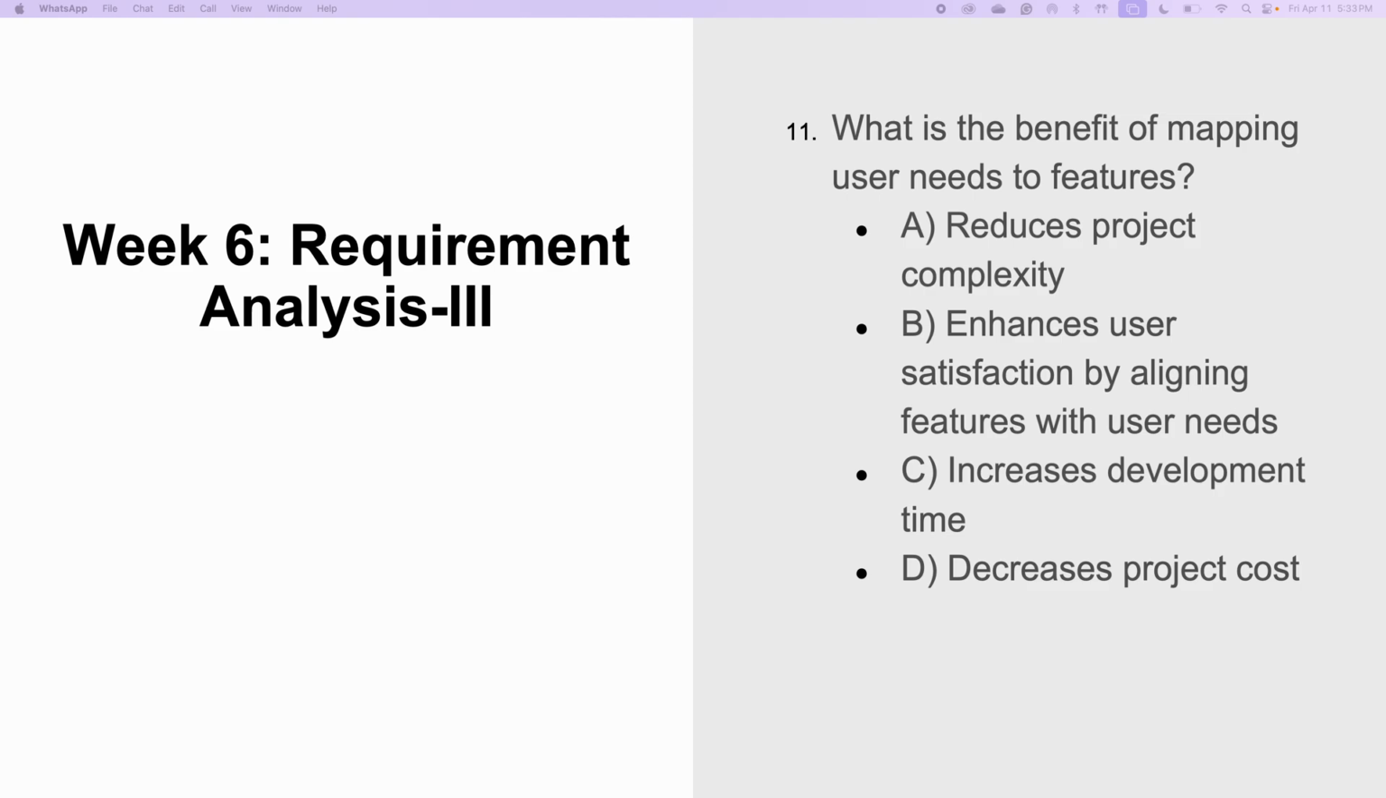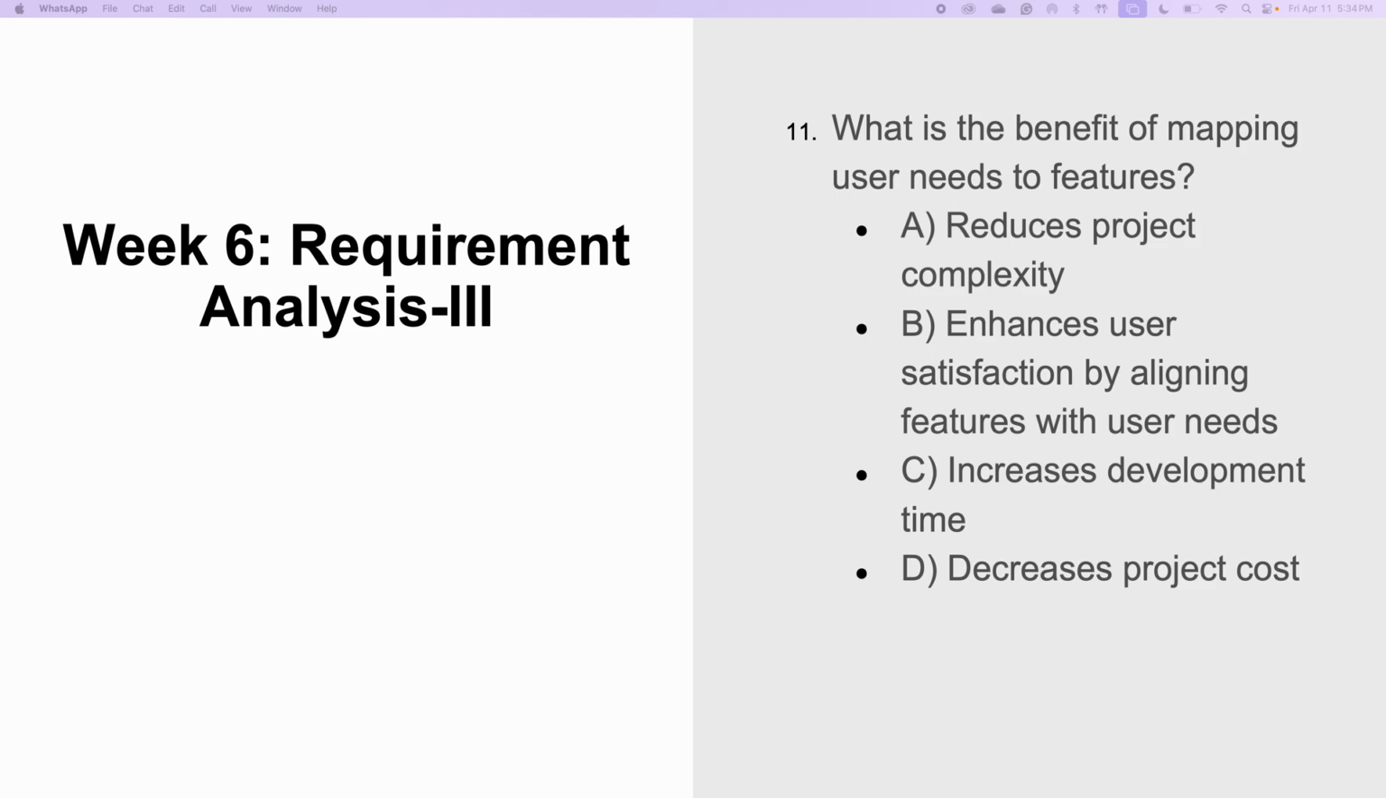Option A, reduce project complexity; B, enhance user satisfaction by aligning features with user needs; option C, increase development time; and option D, decrease project cost. Okay, please pause your video and try to figure out the correct answer, and then I will also provide the correct answer.